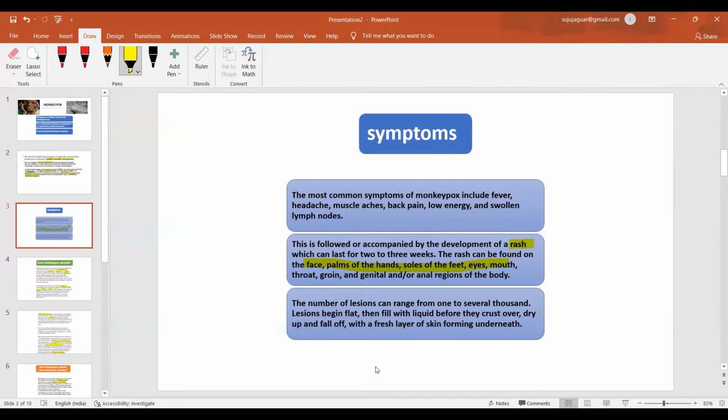The number of lesions can range from 1 to several thousand. The lesions are flat, then filled with liquid before they crust over, dry up and fall off, with a fresh layer of skin forming underneath.